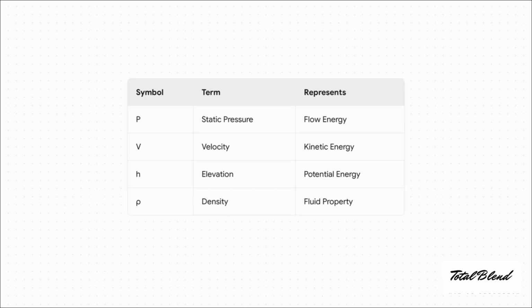So let's translate that math into something that makes more sense. Think of the fluid's total energy like a fixed budget. It's split between a few different things. Its pressure, its kinetic energy, that's the energy it has from moving, and its potential energy, which comes from its height. Bernoulli's equation is just the rule that says this budget is locked in. It can't change. So if the fluid speeds up, its kinetic energy goes way up. And to keep that budget balanced, something else has to go down. In this case, it's the pressure.